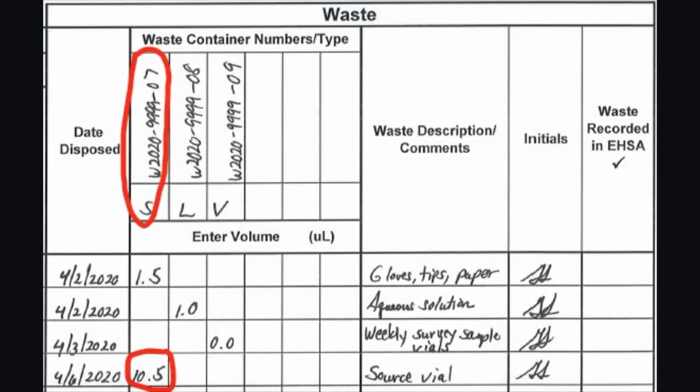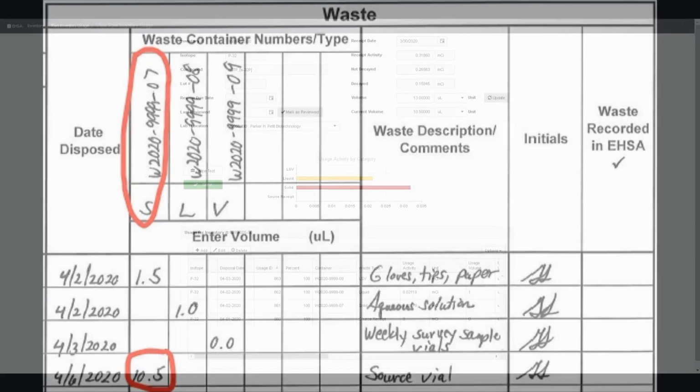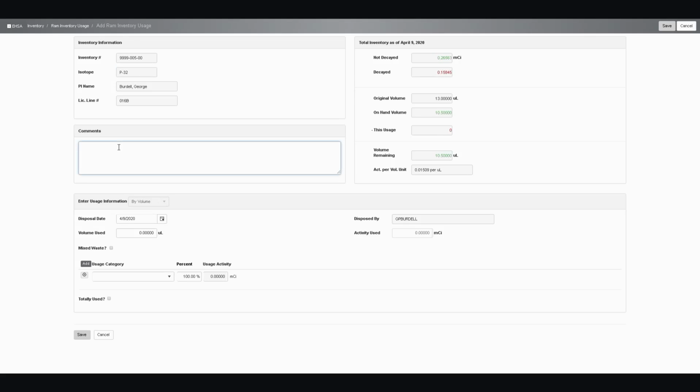The final entry from this Form E reflects the fact that the remaining 10.5 microliters in the original source vial was never used, and this original source vial is now being discarded into the solid waste container. Click the Add button. Type a description of the waste in the comment field. In this case, the description is original source vial to waste.